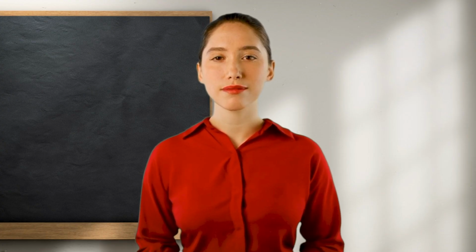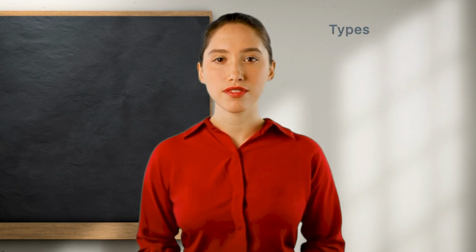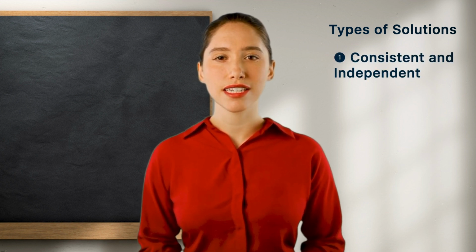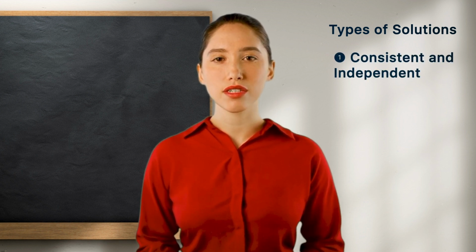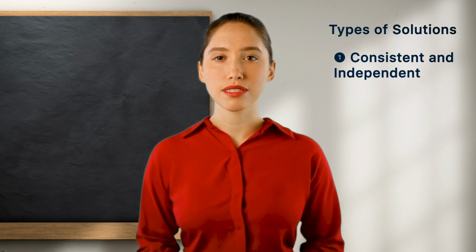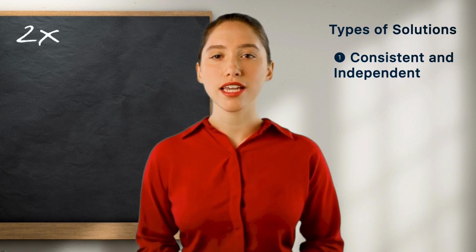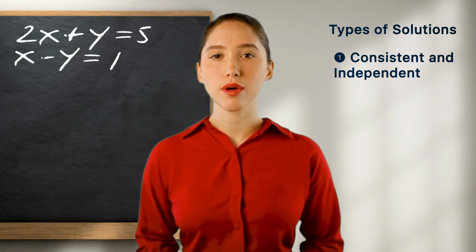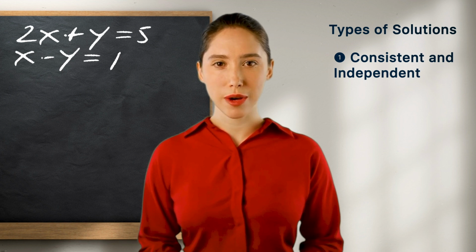When solving systems of linear equations, three types of solutions exist. The system can be consistent and independent. This happens when there is exactly one solution, meaning the lines intersect at a single point. For example, if we solve the equations 2x + y = 5 and x - y = 1, we may find only one point, like (2, 1), that satisfies both.